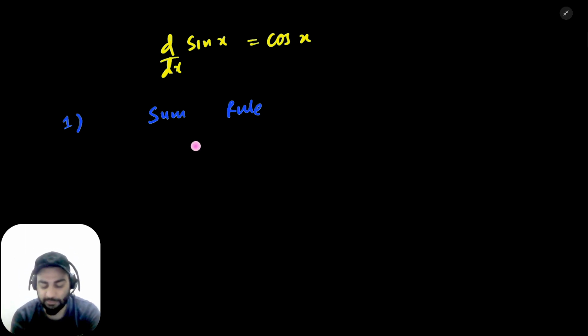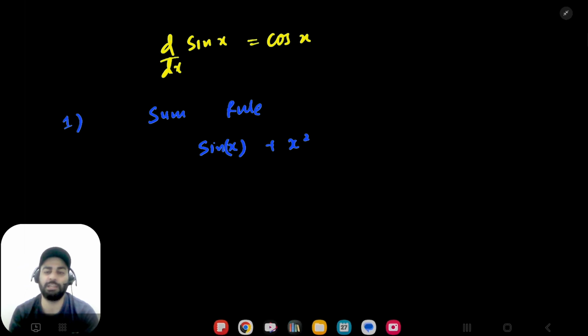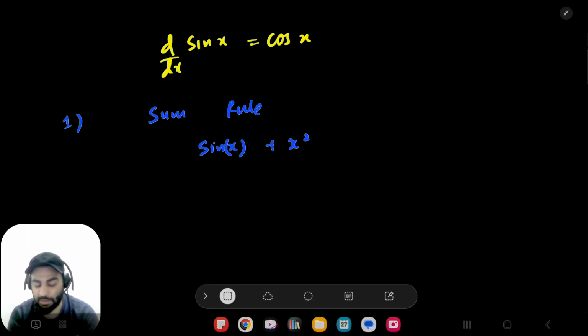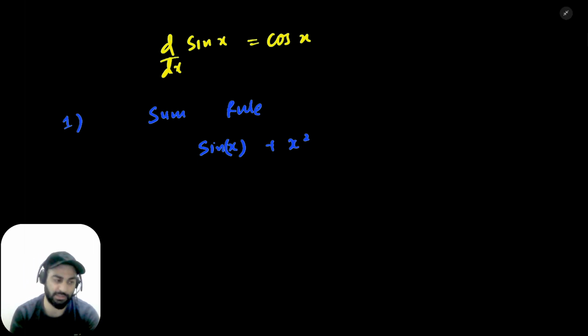So let's suppose I have the function sine of x plus x square. This is my function. Now you see we have two functions. Sine x is a separate function, and x square is a separate function. Now I need to see, if I slightly make a change in x, what will be the change? That's my question. If I make a slight change in this x, what will be the total impact of this?